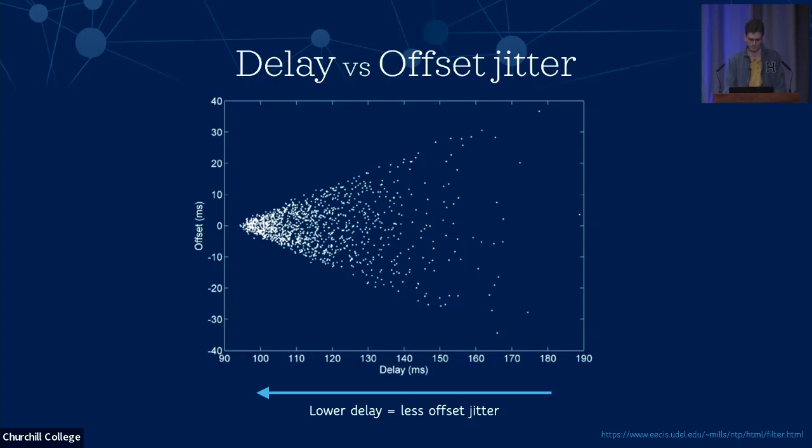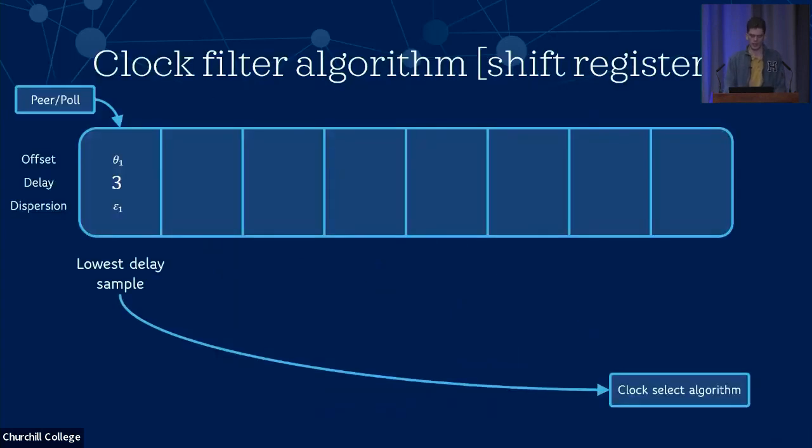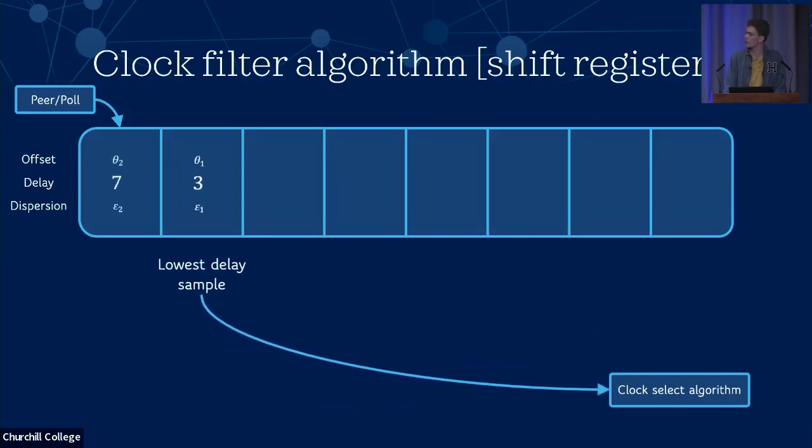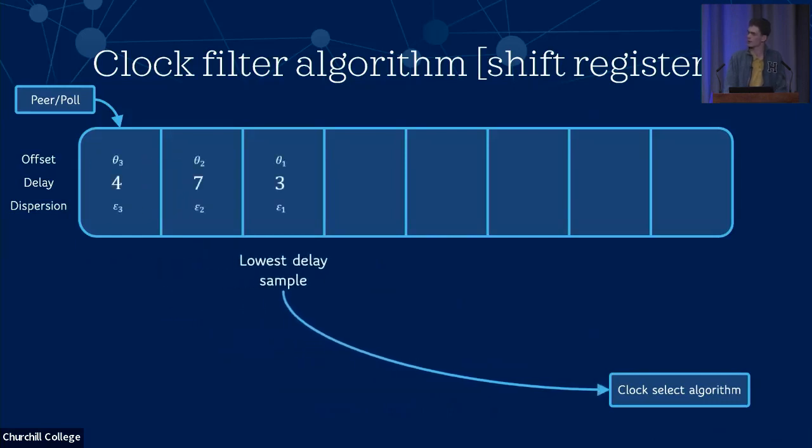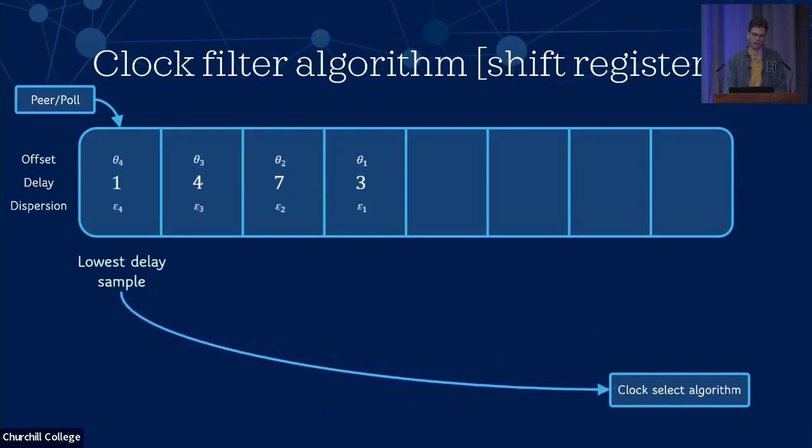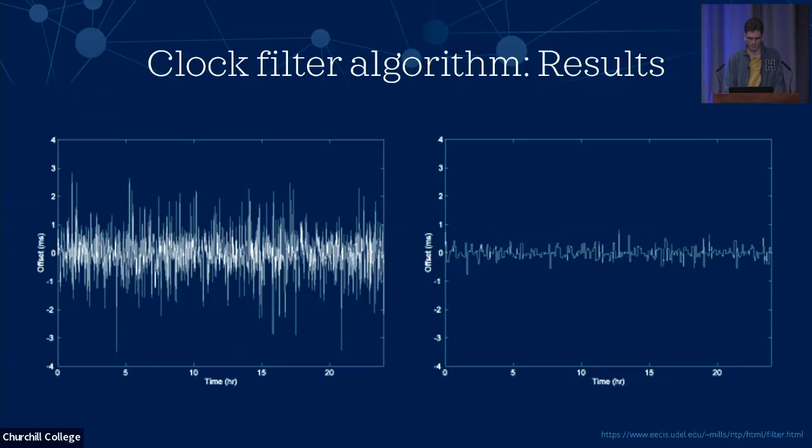So we're getting new samples, and each time we're keeping the lowest delay sample selected, and then if we get a new message that has a lower delay, that'll become the one selected. And one thing we can notice is that by doing this shifting, eventually the old samples are going to drop out of the end of the shift register, which means that we're always going to be moving on to new data, which helps keep us up to date. And this gives us pretty good results.